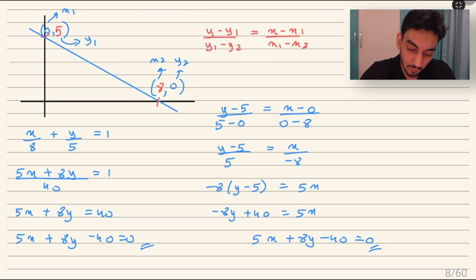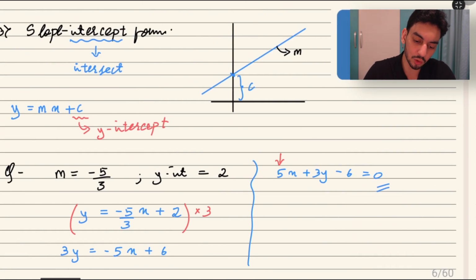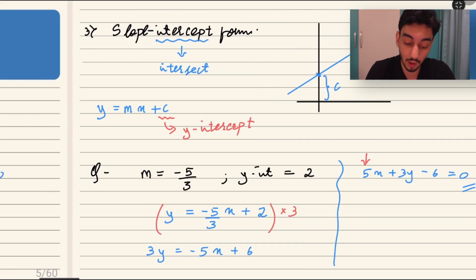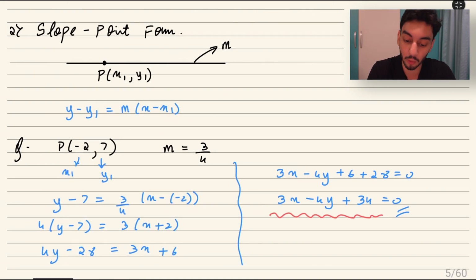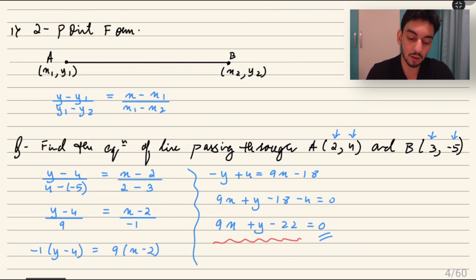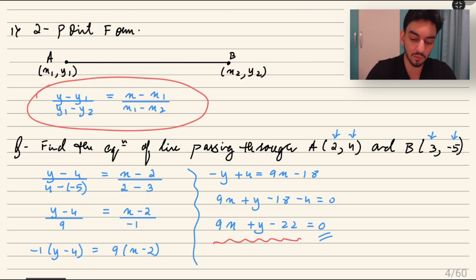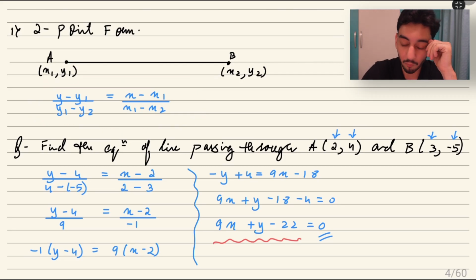Okay, one more thing. If I go back to the slope-intercept form, I mean the slope point form, I see that this formula is y minus y1 is equal to m times x minus x1, and the 2-point form is y minus y1 upon y1 minus y2 is equal to x minus x1 upon x1 minus x2. What if I tell you that these two formulas are exactly the same formulas?